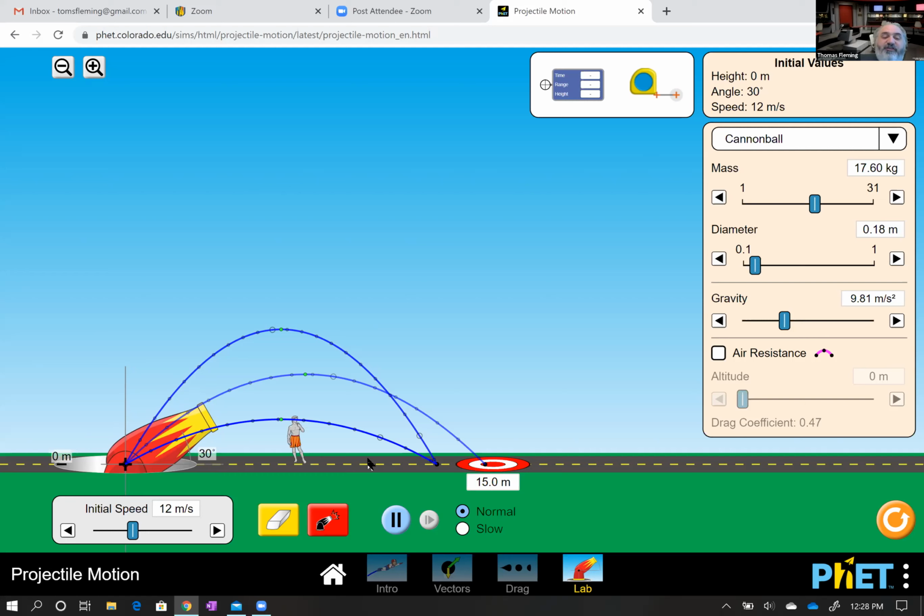When I shot it at 60 degrees and when I shot it at 30 degrees, that projectile landed at the exact same spot both times. Boy, that seems like not a coincidence. Well, why should that be? Well, the answer is in the range equation.